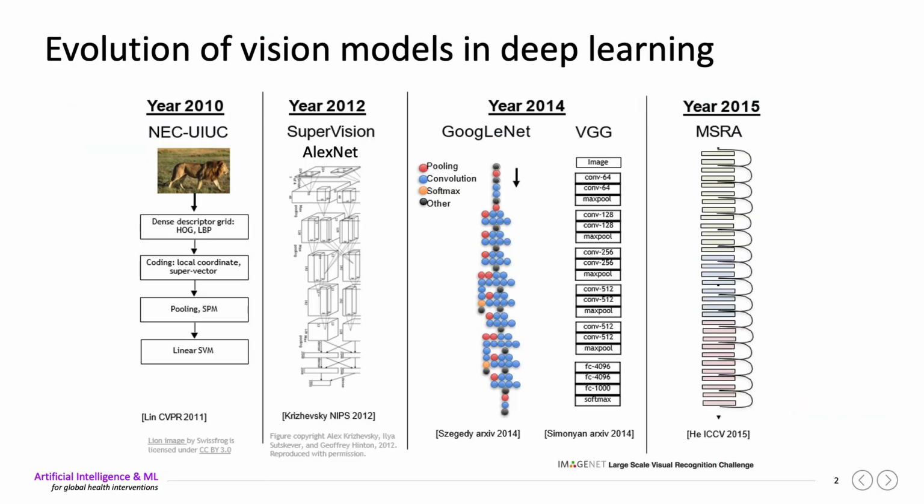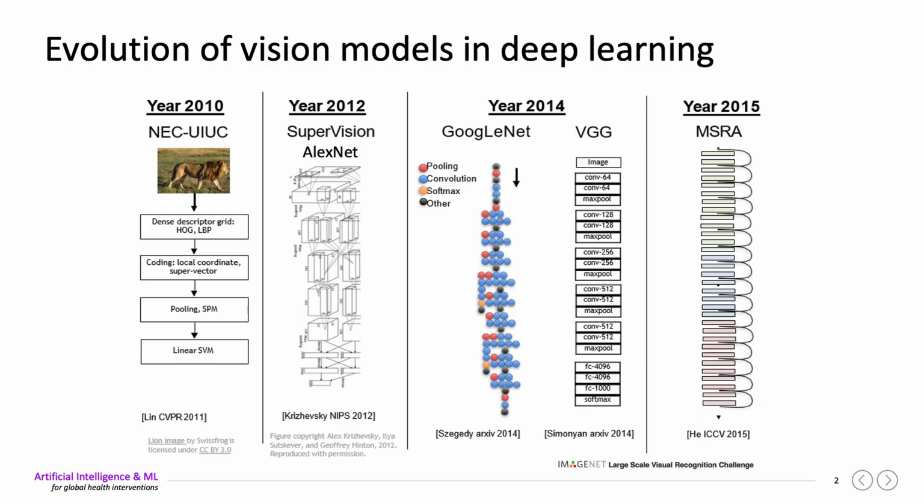This slide shows the evolution of vision models in deep learning across a short but dramatic period. In year 2010, the state-of-the-art was the NEC-UIUC system, which relied on hand-engineered features, a dense descriptor grid using HOG and LBP, coding with local coordinate and supervector methods, spatial pyramid pooling, and finally, a linear support vector machine. This was a classical pipeline, where humans designed the features and the learning happened only at the very end.